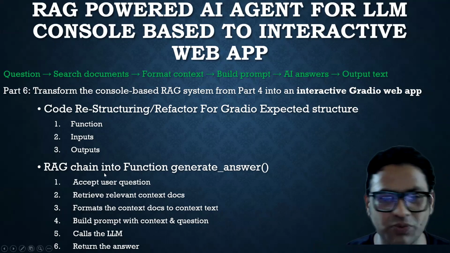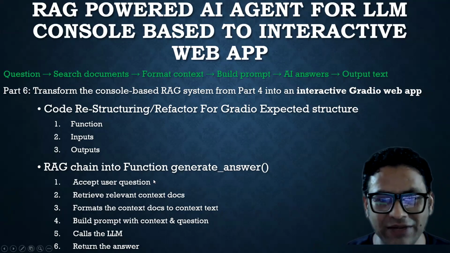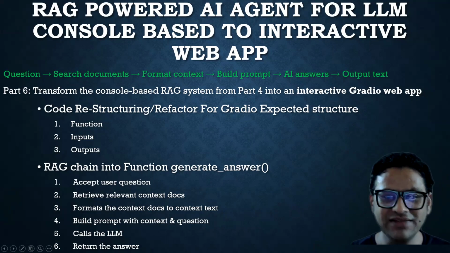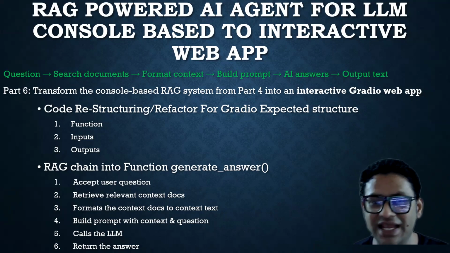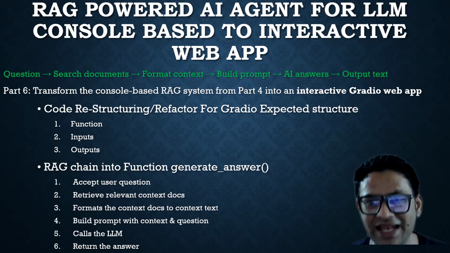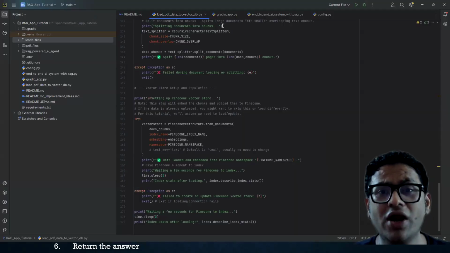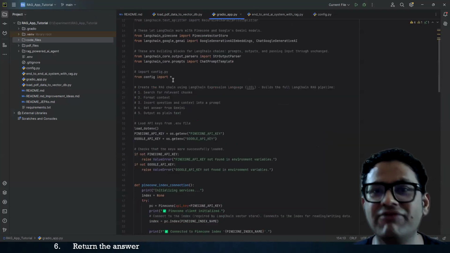So from a high level perspective, we have to create a generate answer function. It will first accept the user question and extract the relevant context docs. We have to format that into the context text through which we can build the prompt with the context and the question. Then we make the call to the LLM, basically an AI agent, get the answer from the LLM, and show it in the UI, right? So what I have done is I have already written the code, where I have refactored it.